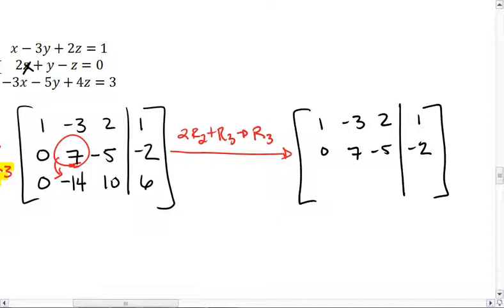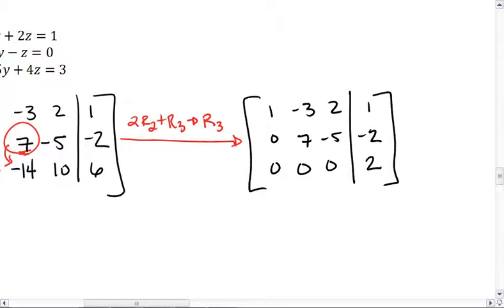We're going to do 2 times 0 is 0, so that's not going to mess with anything. 2 times 7 is 14, plus -14 is 0. 2 times -5 is -10, plus 10 is 0. 2 times -2 is -4, plus 6 is a +2.